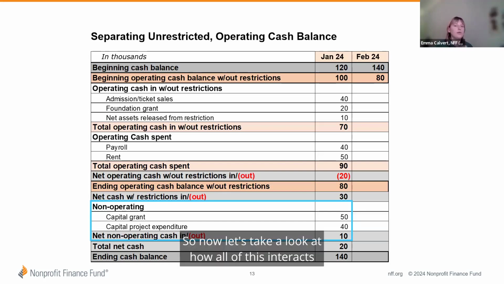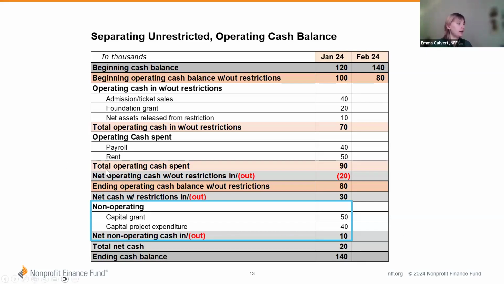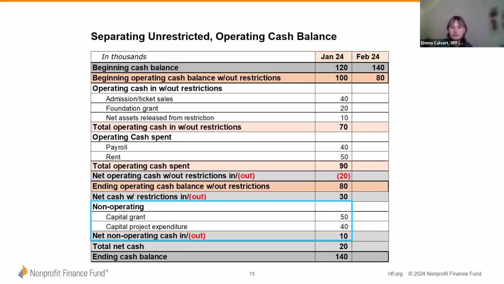So now let's take a look at how all of this interacts and works in real time. The top line is beginning cash balance again, which is all cash. And once again, it's $120,000 for the month of January. Below that is the beginning operating cash balance without restrictions, which again is $100,000 for the month of January. And right below the operating section, we have cash with restrictions right here. We just collapsed it all together so you can all see these numbers hopefully a little bit more clearly. But we can see that the total there is $30K, meaning we had $30,000 coming into our organization this month with restrictions.